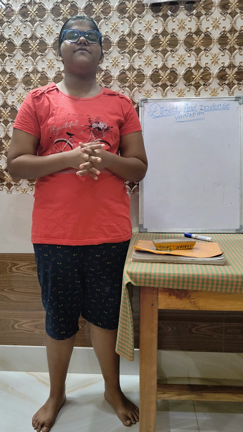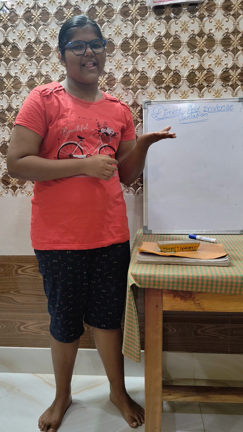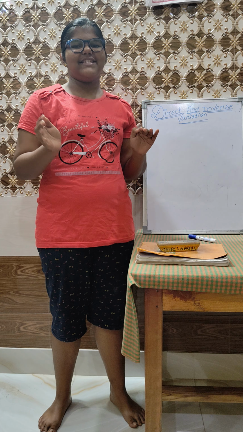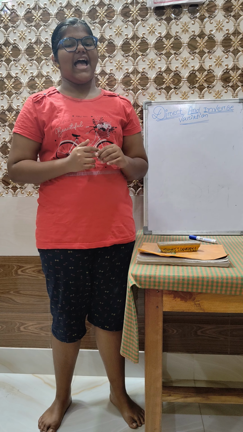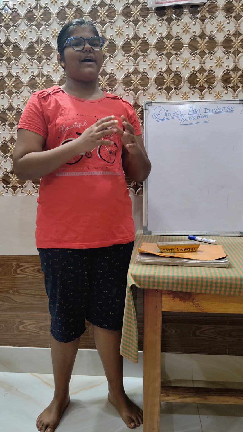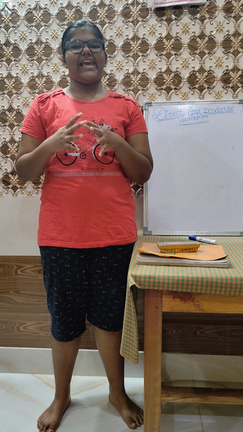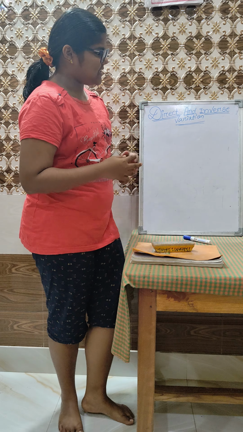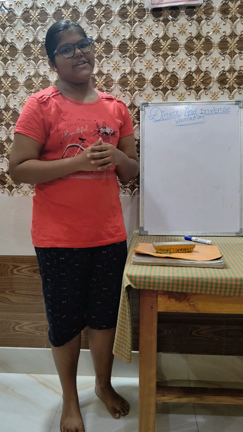In direct variation, we have learnt that if one value increases, the other will increase. If one value decreases, the other will also decrease. And the formula was x by y equal to k, where k is our constant, and x by y is our variable. Now let us move on to what inverse variation is.